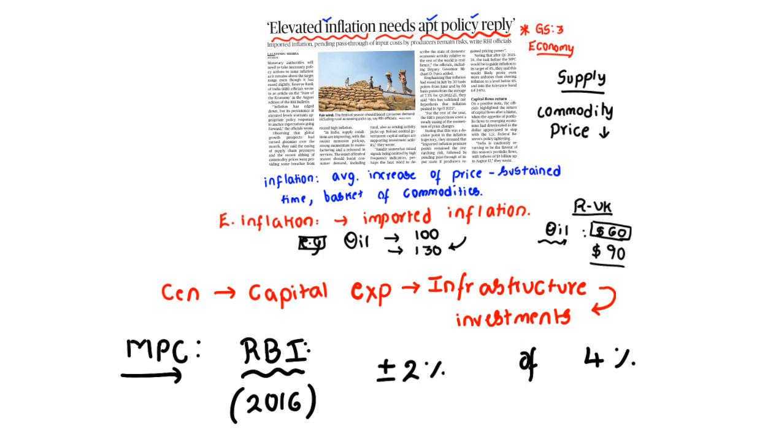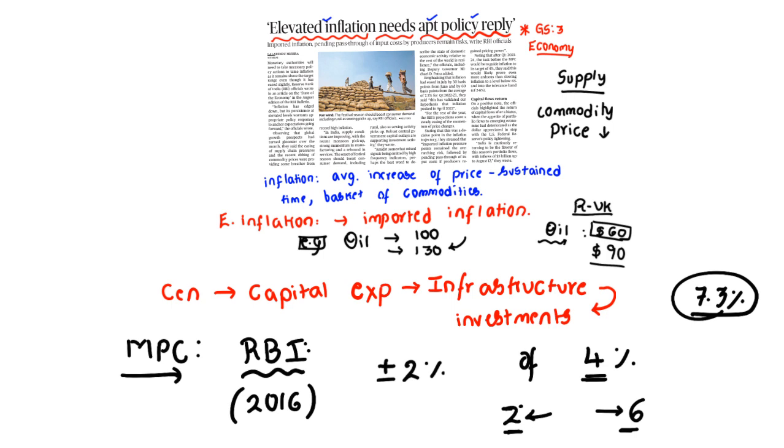Actually, inflation of 4% is okay, with a range of 2 to 6. Why? Because 4 minus 2 is 2, and 4 plus 2 is 6. So the range of inflation that is okay is 2 to 6%. But right now the inflation is somewhere around 7.3% according to the data. It means RBI is failing to keep it within that limit.